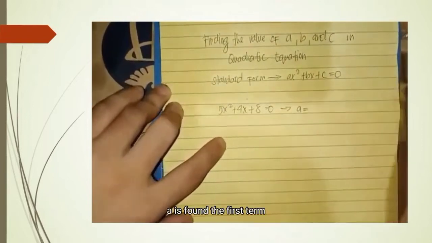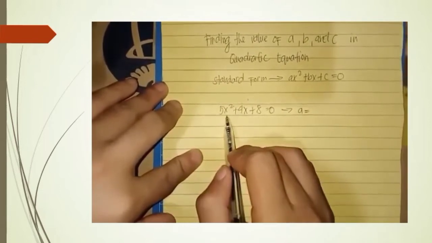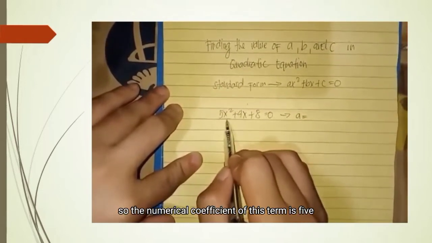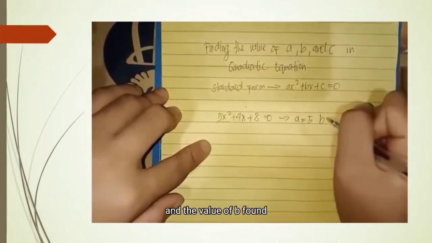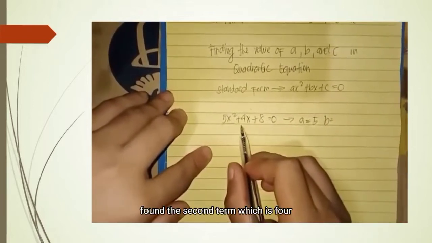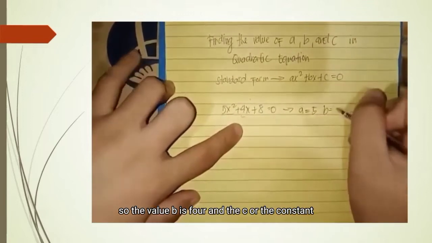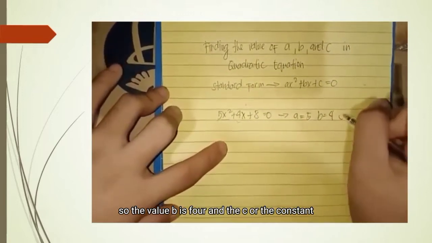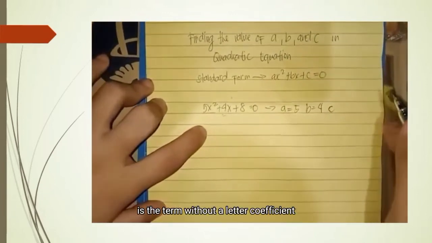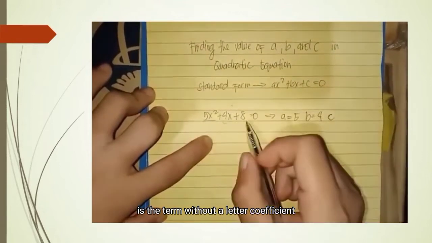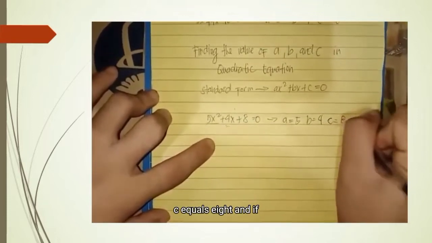A is found in the first term, so the numerical coefficient of this term is 5. So the value of a is 5. And the value of b is found in the second term, the numerical coefficient of the second term, which is 4. So the value of b is 4. And the c, or the constant, is the term without a literal coefficient. So the constant is 8. c equals 8.